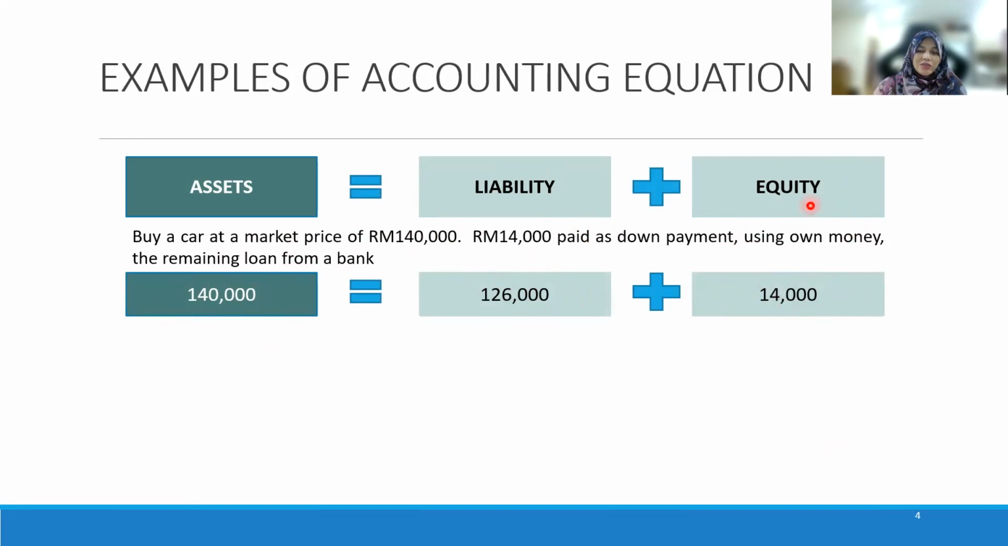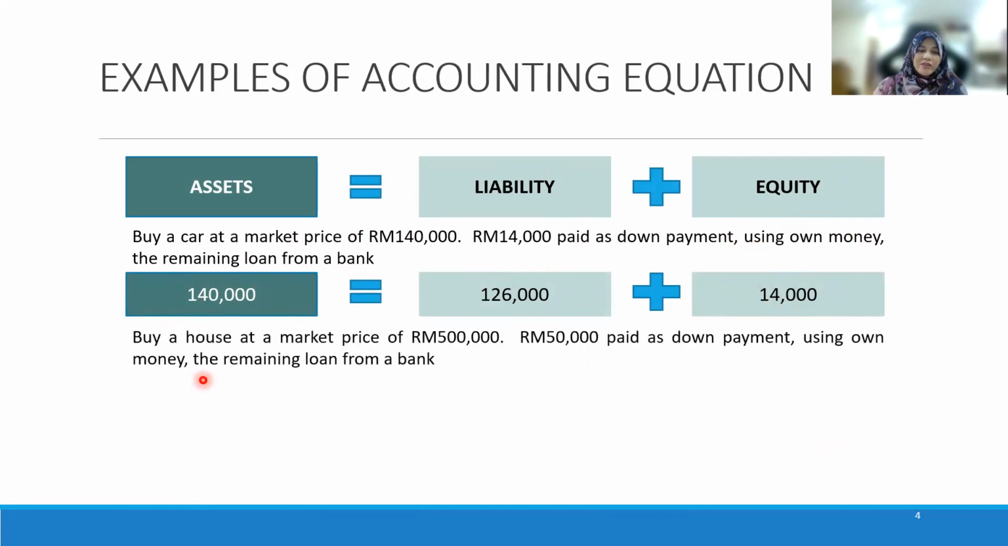This is your equity. And then let's say you buy a house at a market price of 500,000, and 50,000 is paid as down payment, using your own money. The remaining comes from the bank.